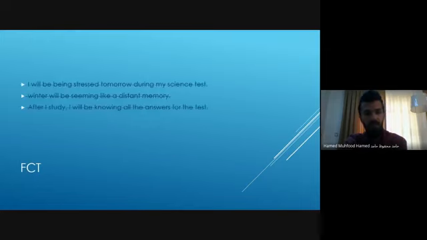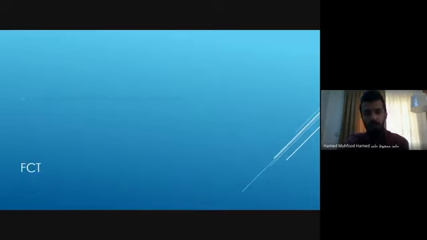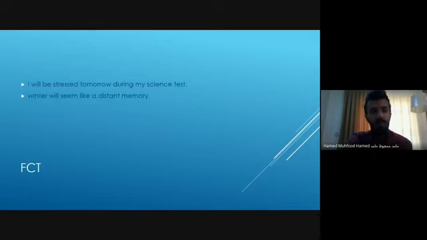Other sentence: Winter will be seeming like a distant memory. Wrong again. After I study, I will be knowing all the answers for the test. This is all wrong. We cannot use these verbs in the future continuous tense. What are the correct ones? I will be stressed tomorrow during my science test. Winter will seem like a distant memory. After I study, I will know all the answers for the test. So, we can use the stative verbs only in the future simple tense, right?